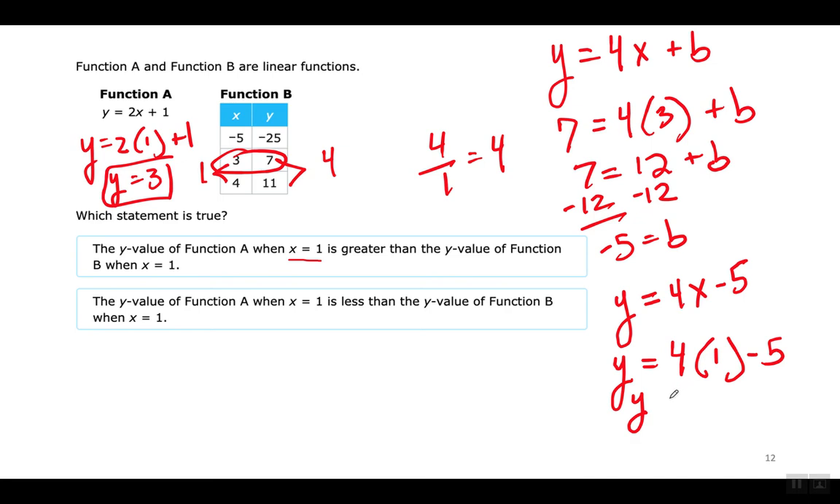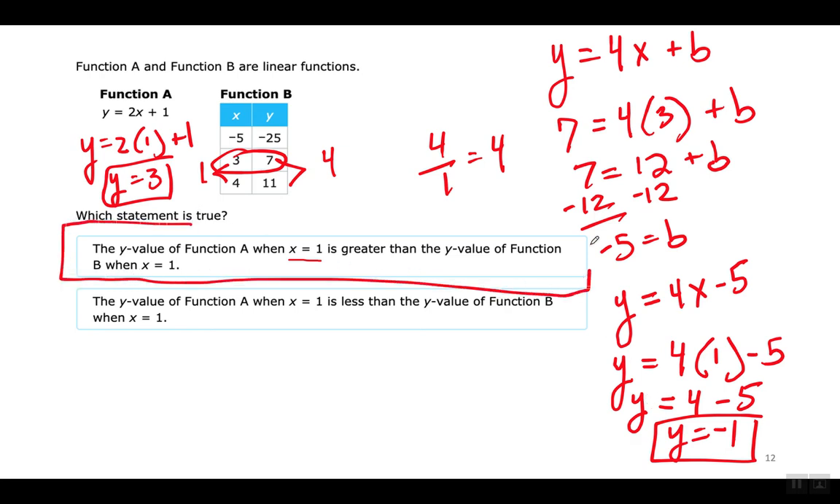So 4 times 1 is 4. So y equals 4 minus 5. So y equals negative 1 in function b. So now I compare this one to this one. The 3 is bigger than negative 1. So the correct answer is that the y value of function a when x equals 1 is greater than the y value of function b when x equals 1.